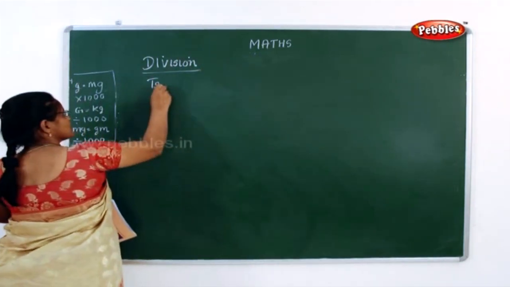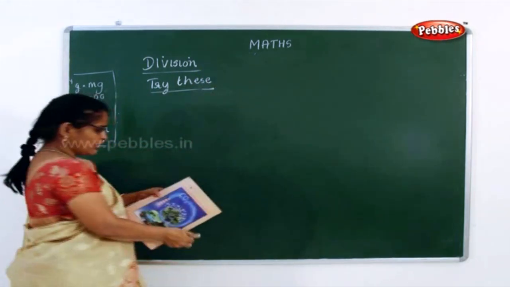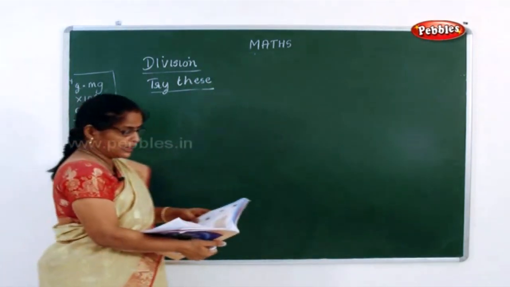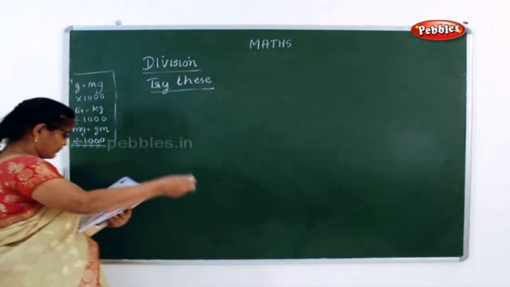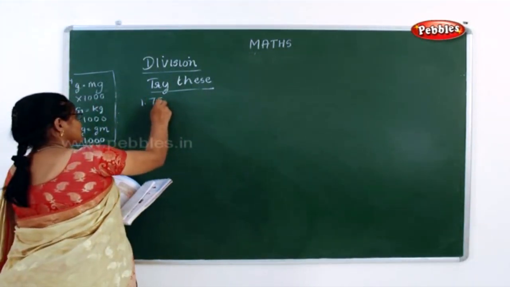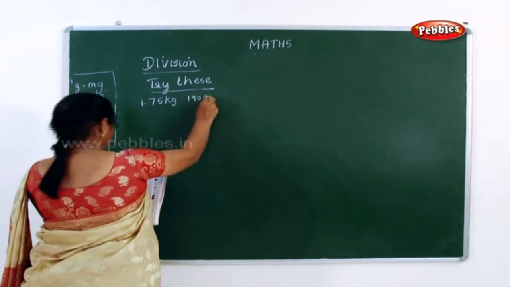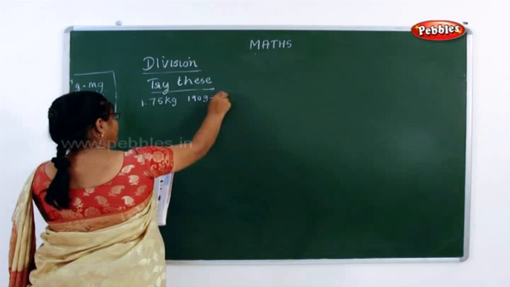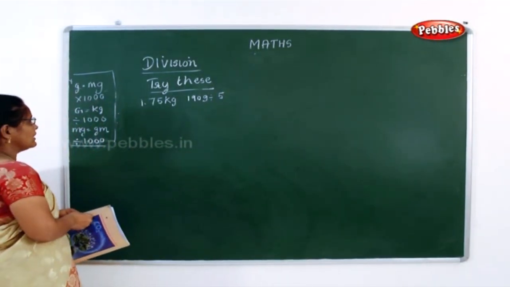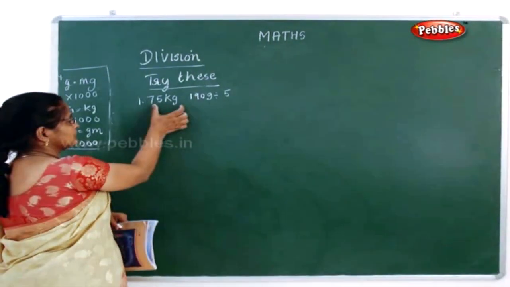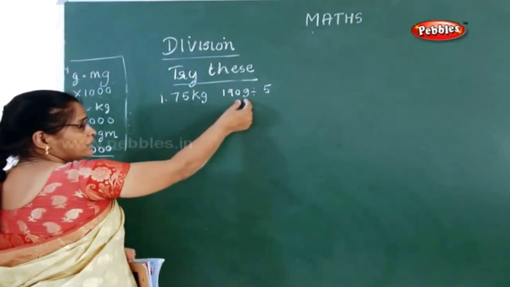You try these sums. Already I told you one example of how to do your division, that is 95 gram and 400 mg divided by 8. Now try these. First sum, we were given 75 kg 190 gram divided by 5. Now what you have to do? See, always, if they have given it like this, you have to convert into gram, because the last unit is gram.